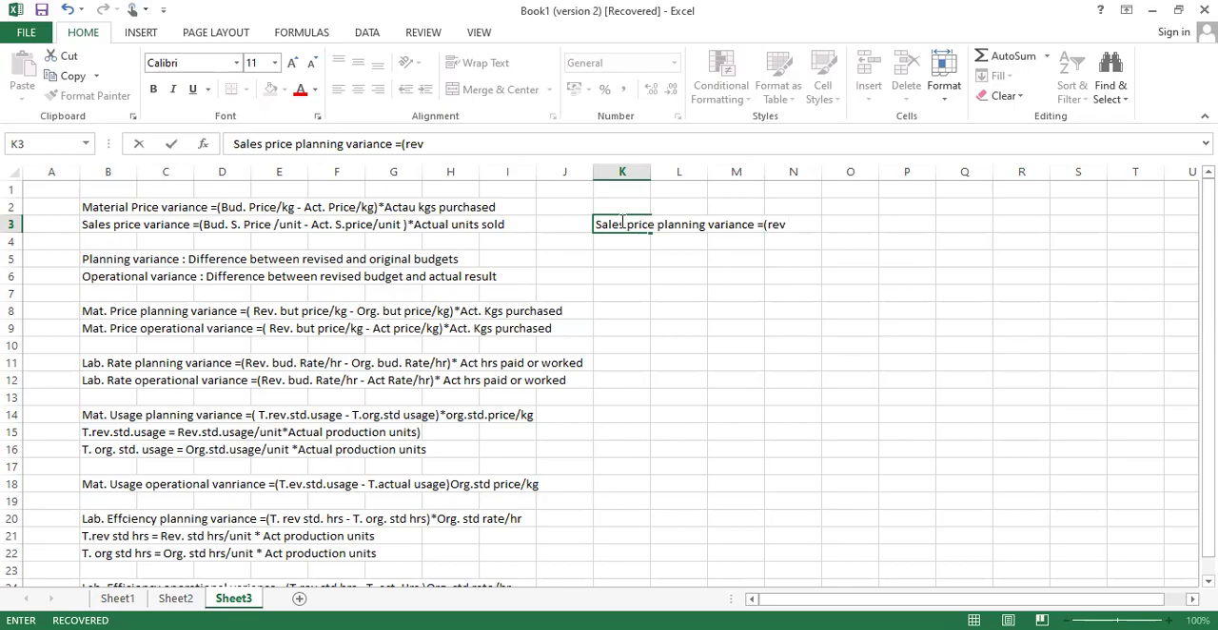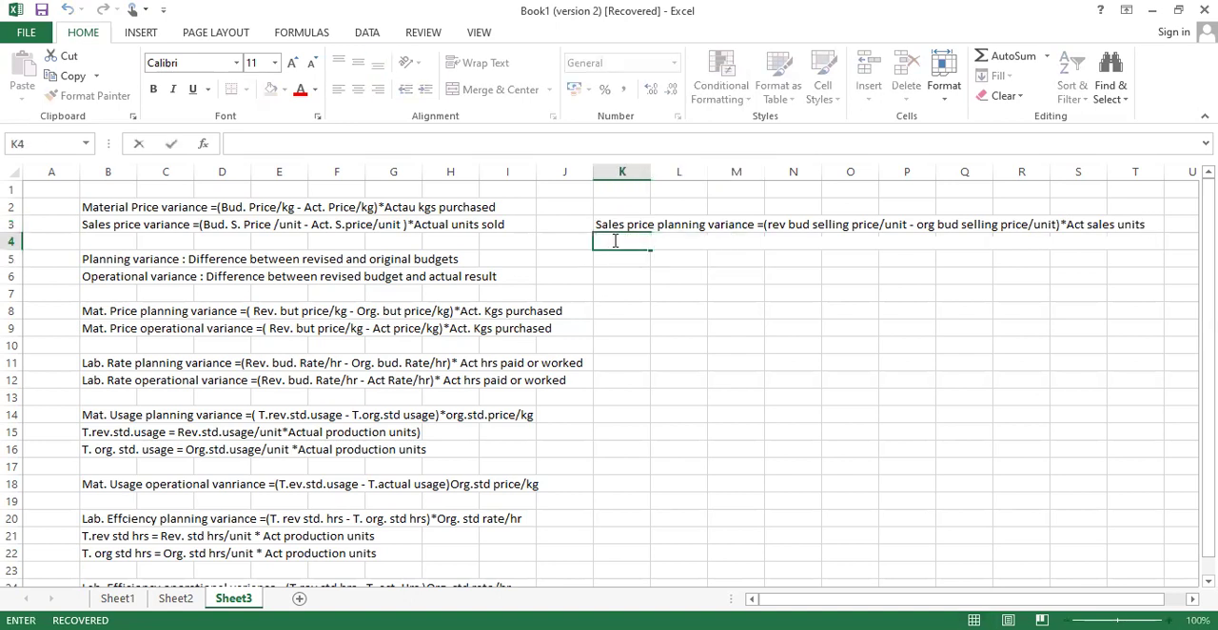revised budgeted selling price per unit minus original budgeted selling price per unit, into actual sales units.